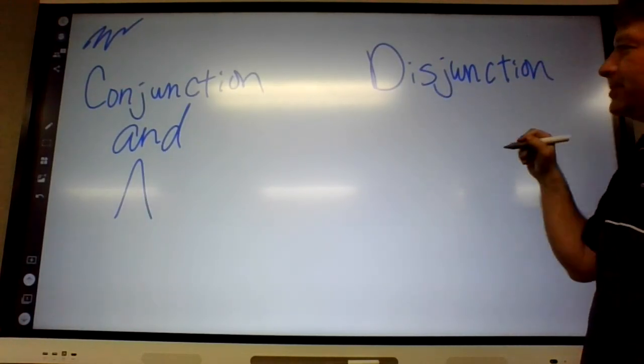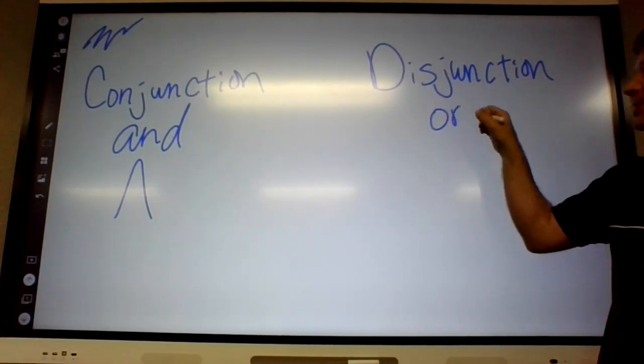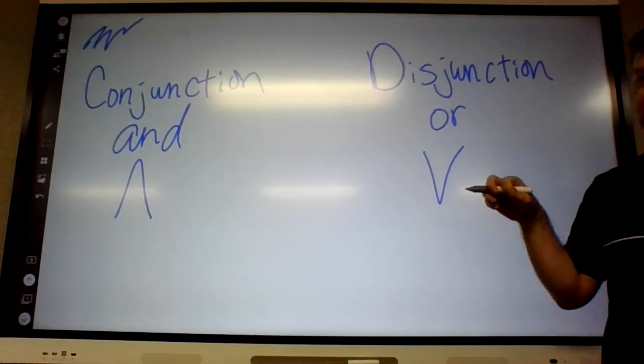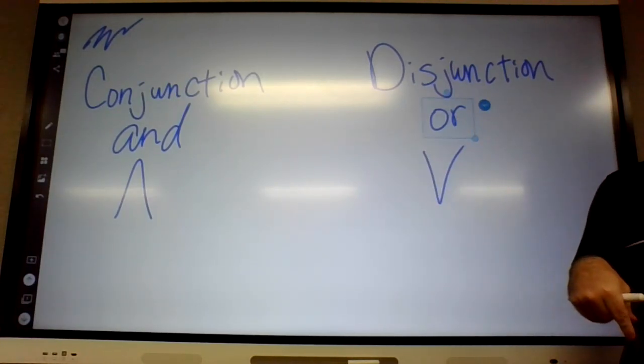disjunction. What do you guys, anybody want to guess what disjunction means? Or. Means or. And guess what the symbol is? Upside down. Good guess. Okay, so what does or mean? We might have to stop and think about it.